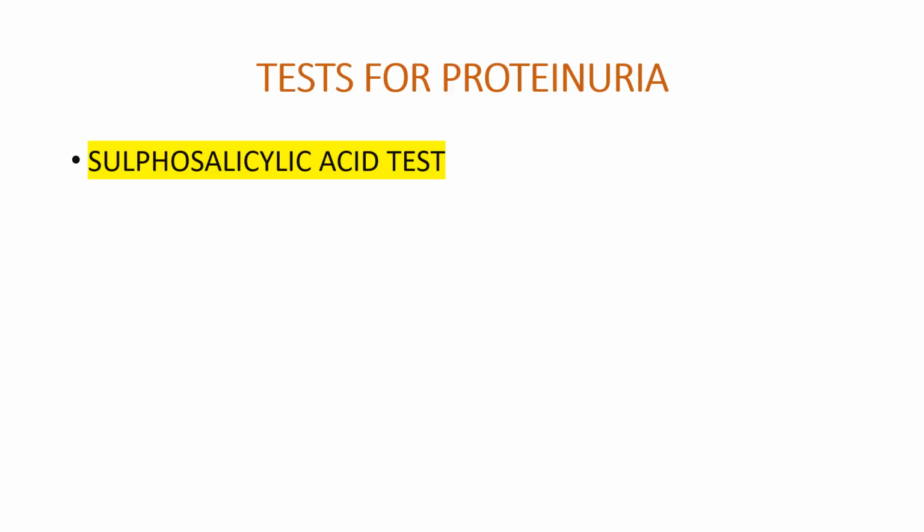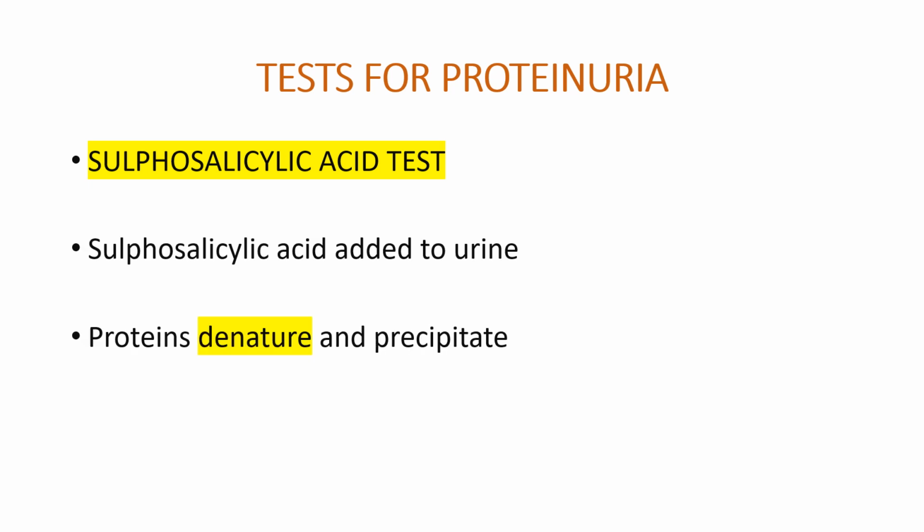Apart from the heat coagulation test, there's one more test called the sulfosalicylic acid test. It works similarly. When sulfosalicylic acid is added to the urine, obviously, once again, you add acid to the urine, the proteins will denature and the proteins will precipitate. That is the principle of the sulfosalicylic acid test.